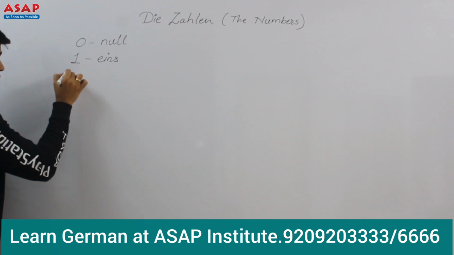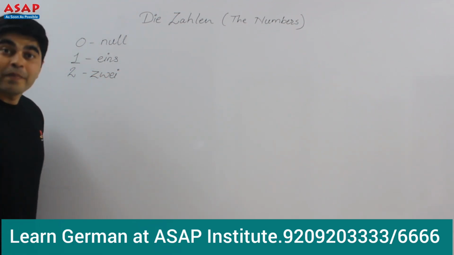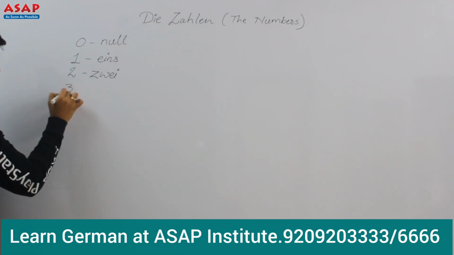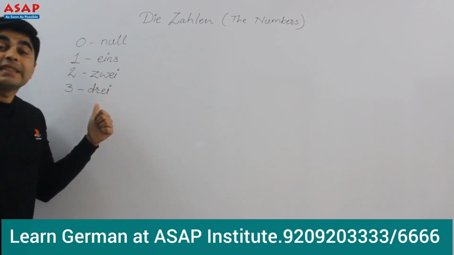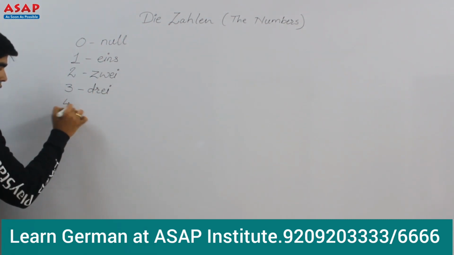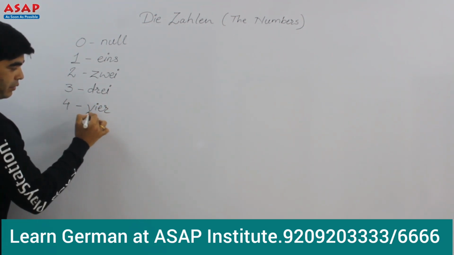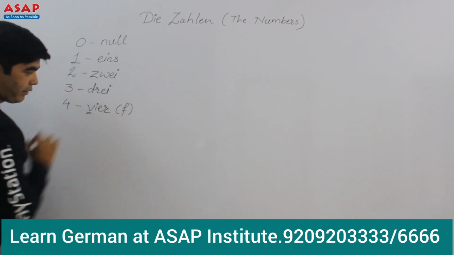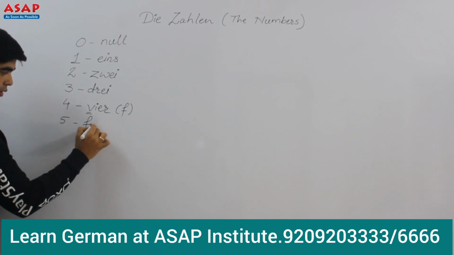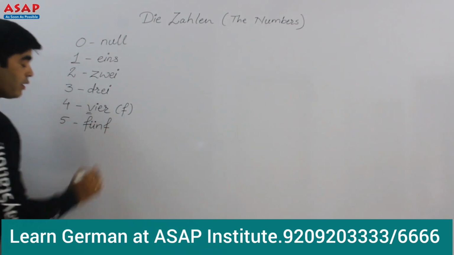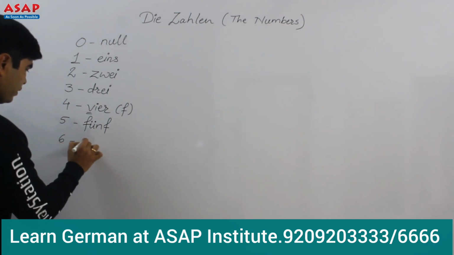Eins, zwei, drei, vier. So here V is pronounced as F. So it is vier, then fünf.